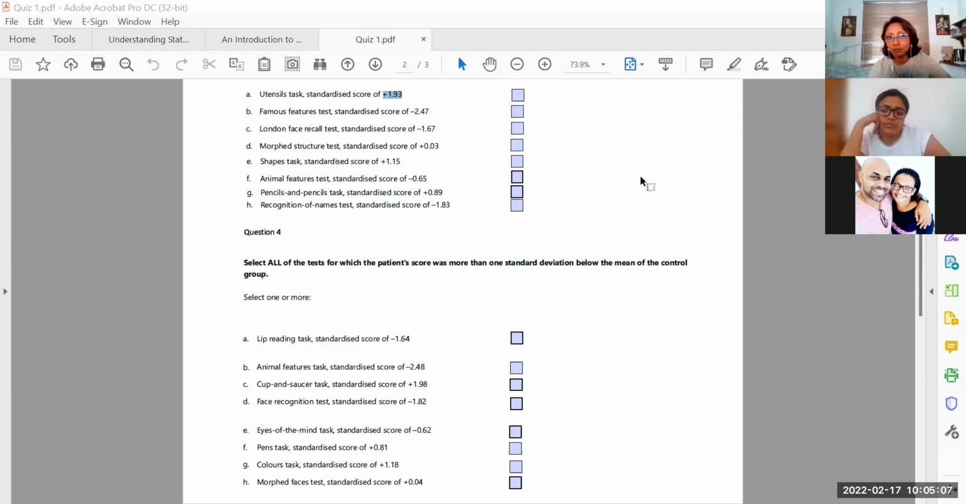Then the next one, 0.03. Is that within one standard deviation of the mean? Within one standard deviation means between -1 and +1. It is, so you can tick that one, right? Because it's within one standard deviation. Then the next one, can you tick that one? 1.15? No. Next one, minus 0.65. Is it within? Yes.